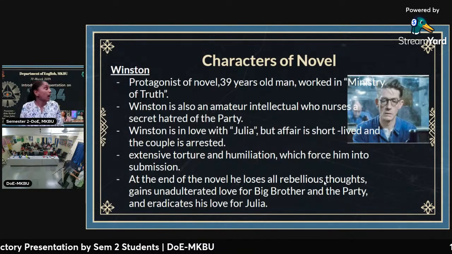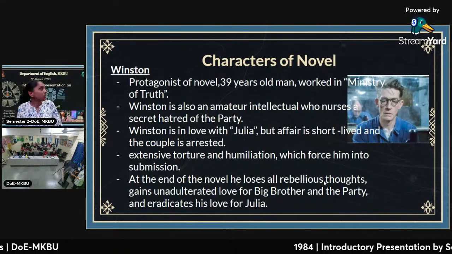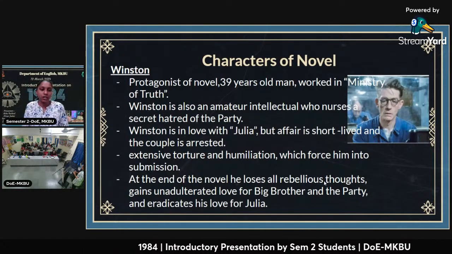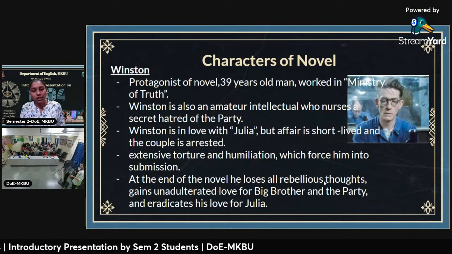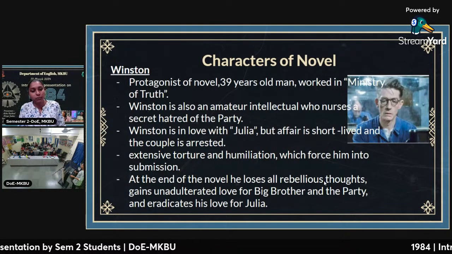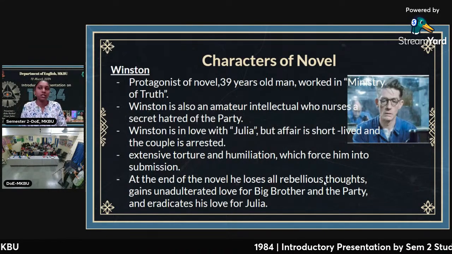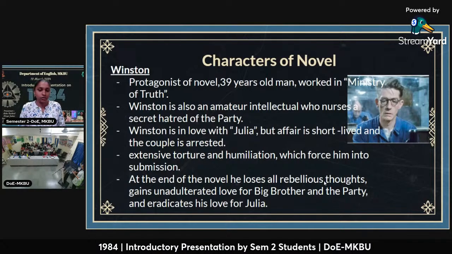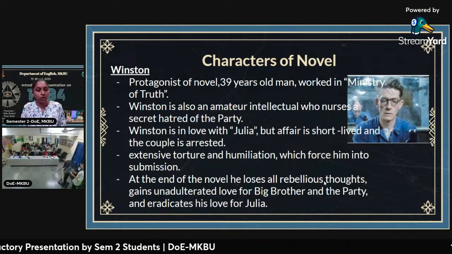Okay, so I will deal with the soul of the novel as we look at its characters. There are four major characters. The first one is Winston Smith, the protagonist of the novel, a 39 year old man who worked in the Ministry of Truth. There are various ministries in the novel, like the Ministry of Peace, Ministry of Truth, Ministry of Love, and so on. Winston Smith works in the Ministry of Truth.